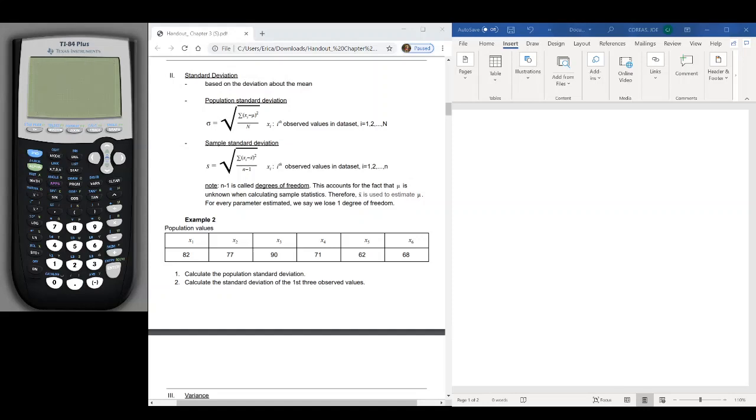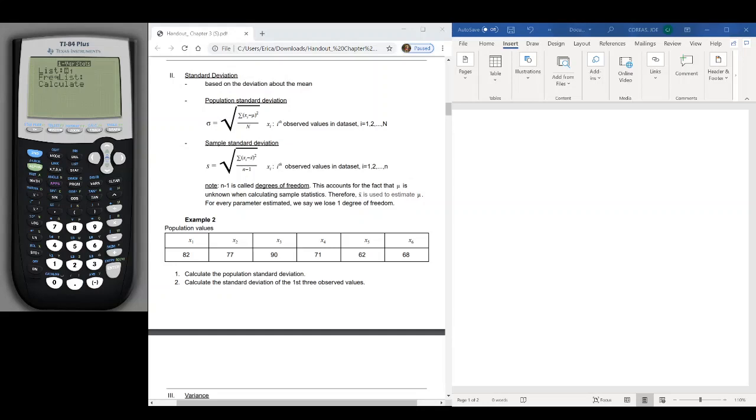In the first question here in example 2, it asks to calculate the population standard deviation. So the setup to find standard deviation, bread and butter: stat, calc, 1-Var Stats is going to find our standard deviation. Again, this function here is very, very useful. It's able to give us a lot of information about our data set.